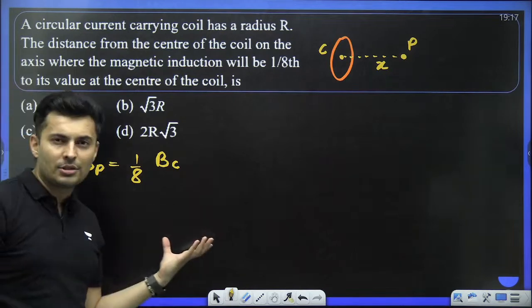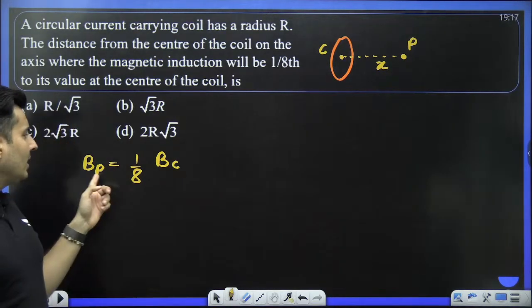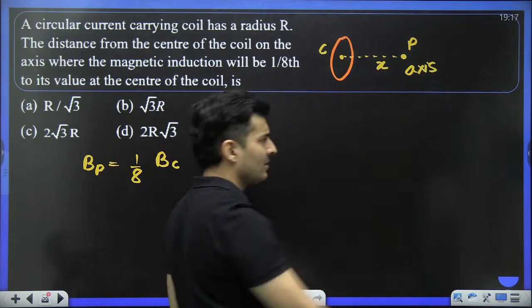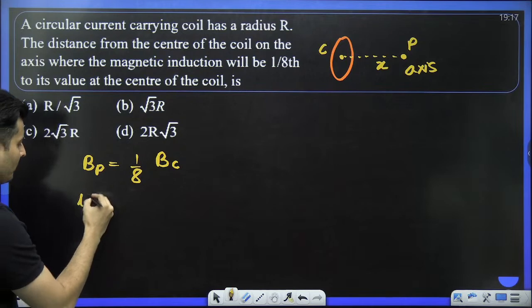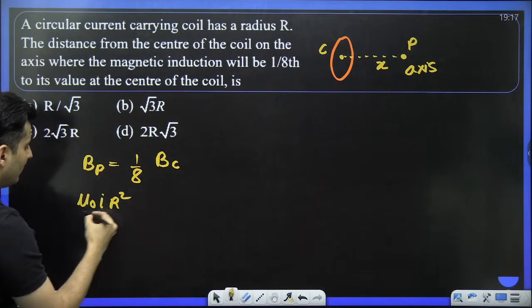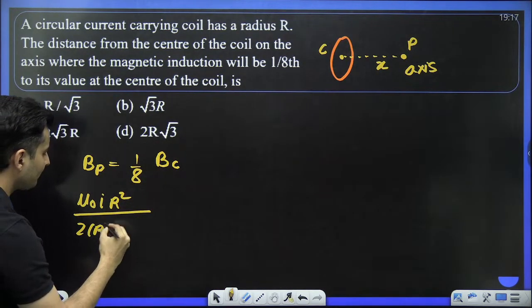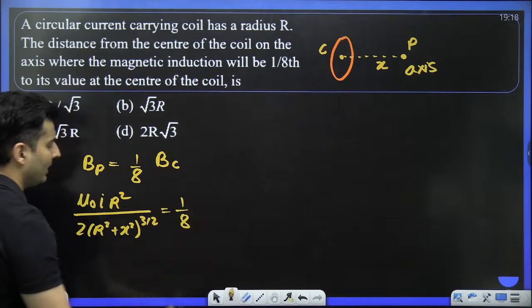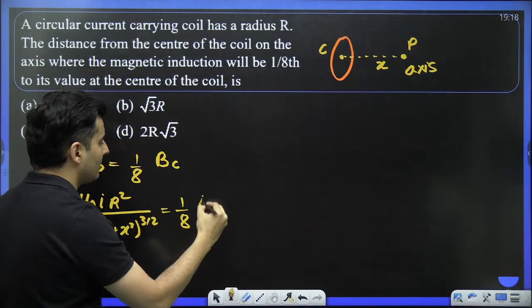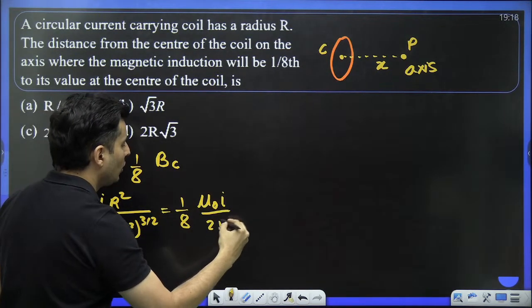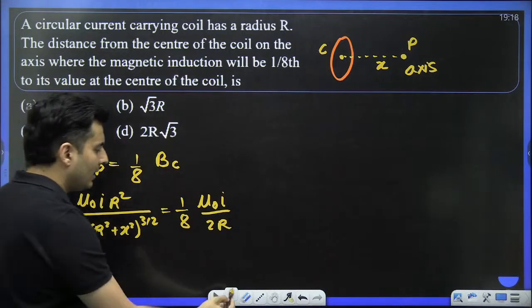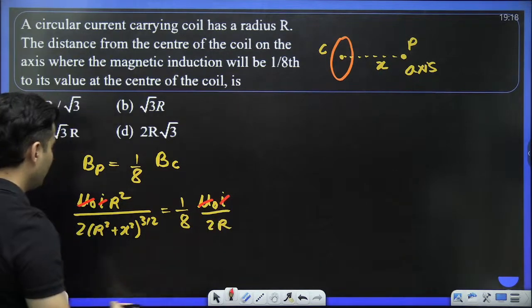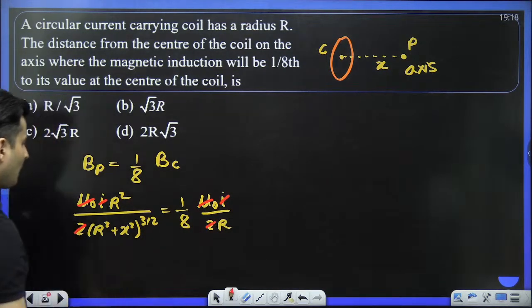I think it's all about substituting the formulas. Magnetic field at any point on the axis is given by this formula, mu naught I r square divided by 2 times (r square plus x square) raised to 3 by 2, is equal to 1/8 of the magnetic field at the center, which is just given by mu naught I by 2r. I think many things will get cancelled, like mu naught I, and this 2 and this 2. That's it.